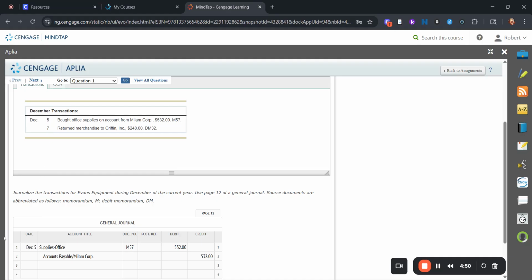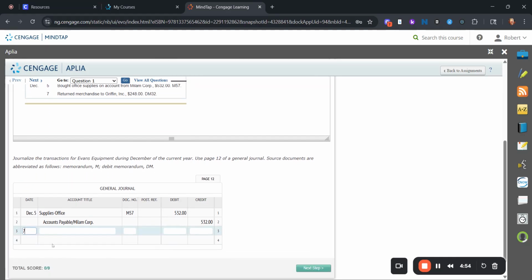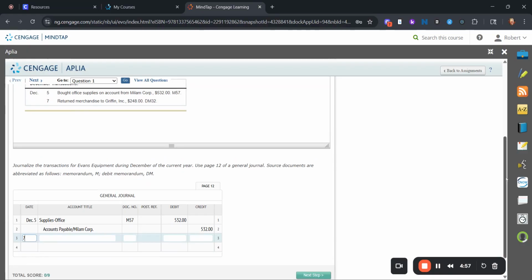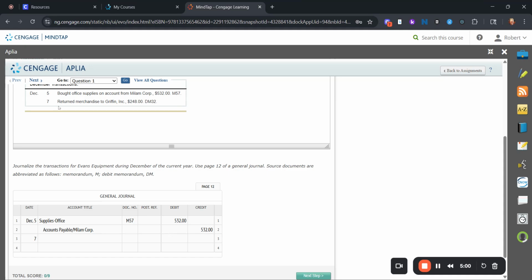Okay, so now we have the next one, December 7th. This one's going to be different than the first transaction. In this one, it says returned merchandise to Griffin Inc., $248. And this is on debit memo DM32. So in the instructions, we have debit memo, a new document that we haven't used yet. So this is going to be to two ledgers on one line, and then to a purchases, returns, and allowances ledger.